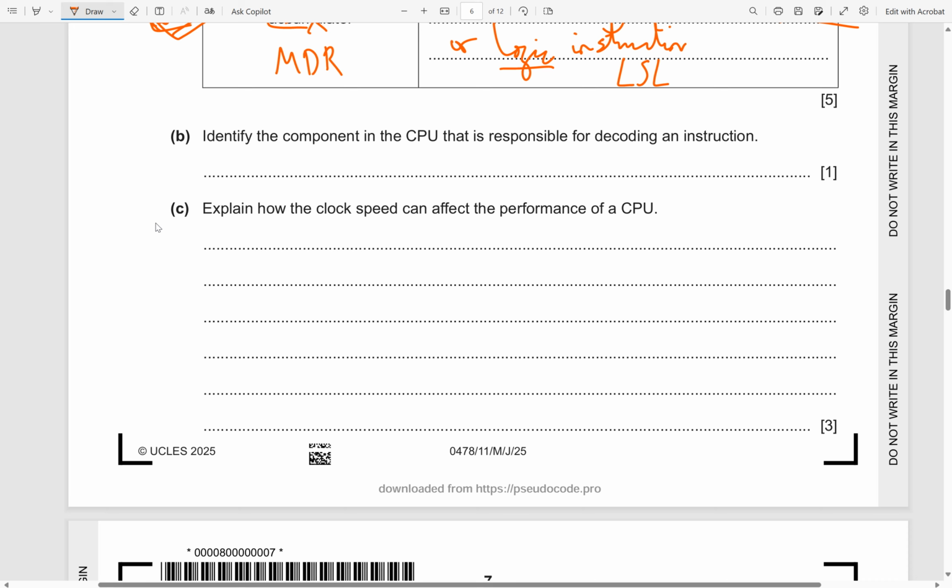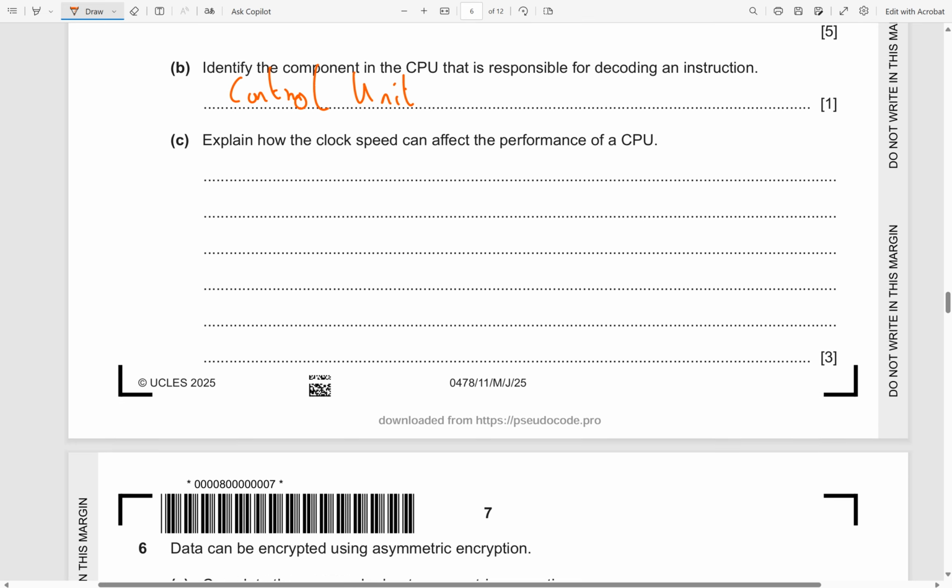This one I think we said: identify the component in the CPU that's responsible for decoding an instruction. That's going to be the CU, the control unit. And of course it's better to write the whole name, and not just write CU.